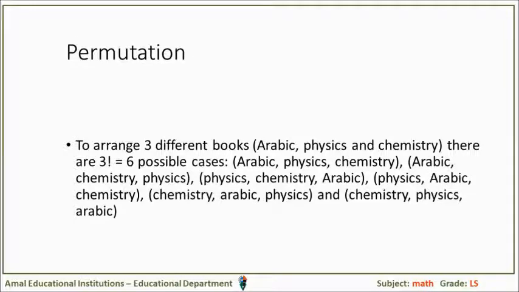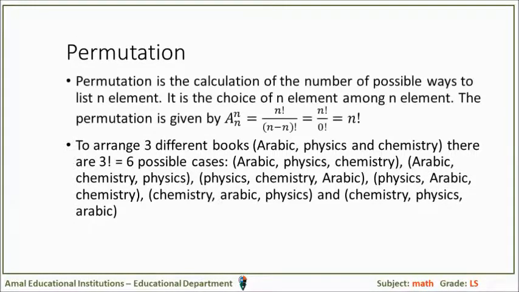Permutation. What is permutation and when can we use it? Permutation is the calculation of the number of possible ways to list n elements. It is the choice of n elements among n elements. The permutation is given by An of n, which is equal to n factorial over n minus n factorial. N minus n factorial is 0 factorial, which is equal to 1. Then the answer is n factorial. Which means permutation, we have n elements, we choose all of them, and we want to find all the number of possible ways to arrange them.